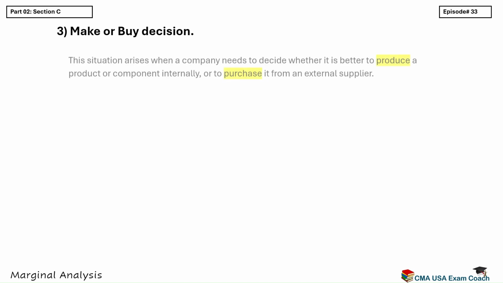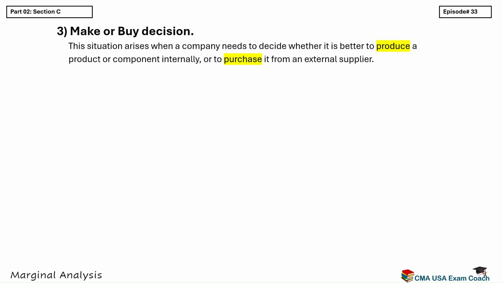Now, let's discuss the third application of marginal analysis, which is the make or buy decision. This situation arises when a company needs to decide whether it is better to produce a product or component internally or to purchase it from an external supplier. To make this decision, the company compares the relevant costs of both options.